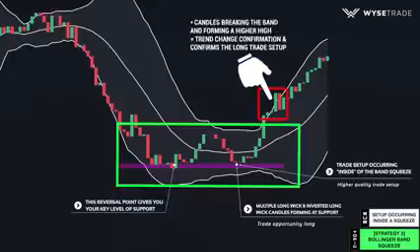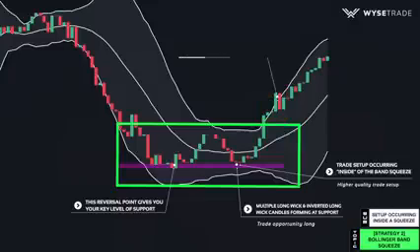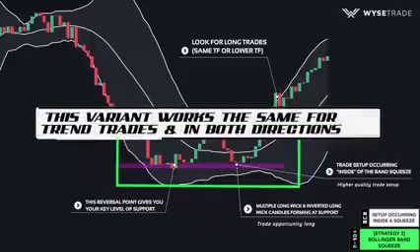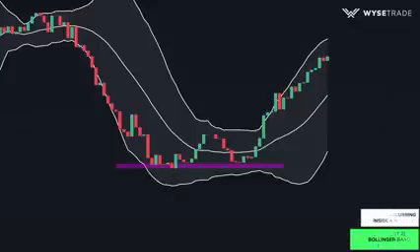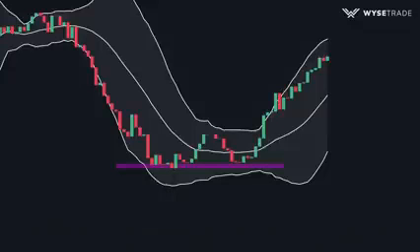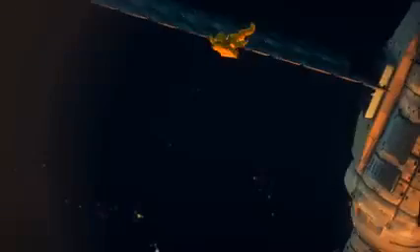Once price breaks the band above with momentum, this acts as a form of trend change confirmation and confirms the long trade reversal setup. This is then when you would look for a long trade entry point through the same time frame or through the lower intraday time frames. This again works the same for trend trades and in both directions. So let's take this up a notch and move into our preferred methods of using Bollinger Bands.